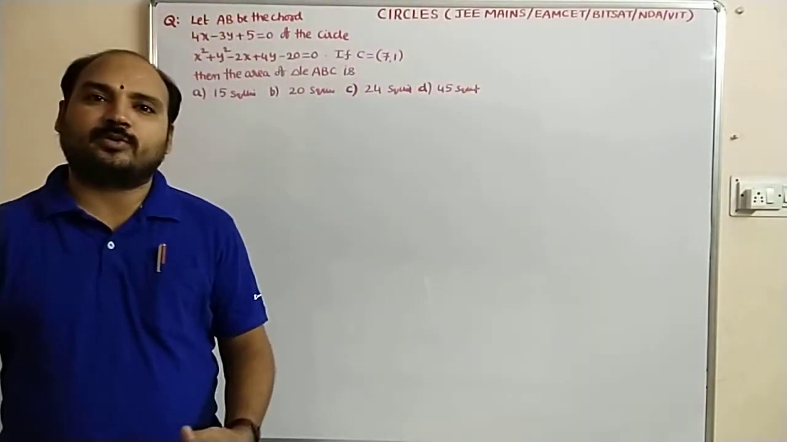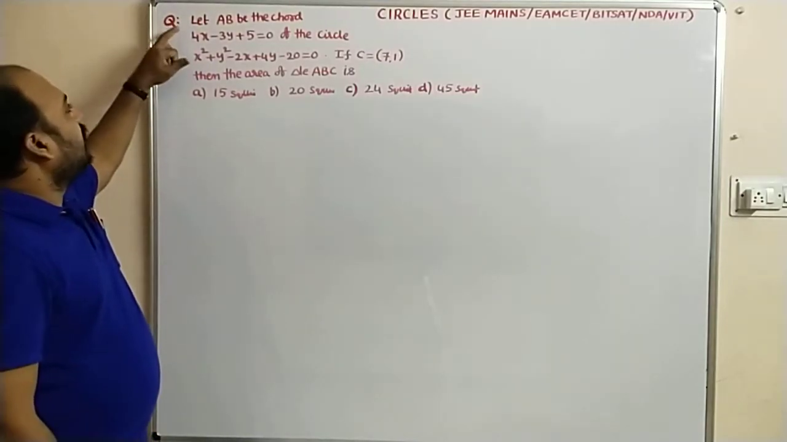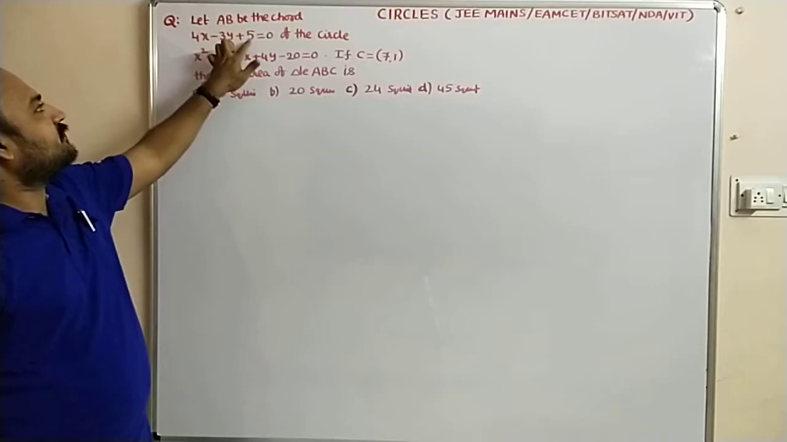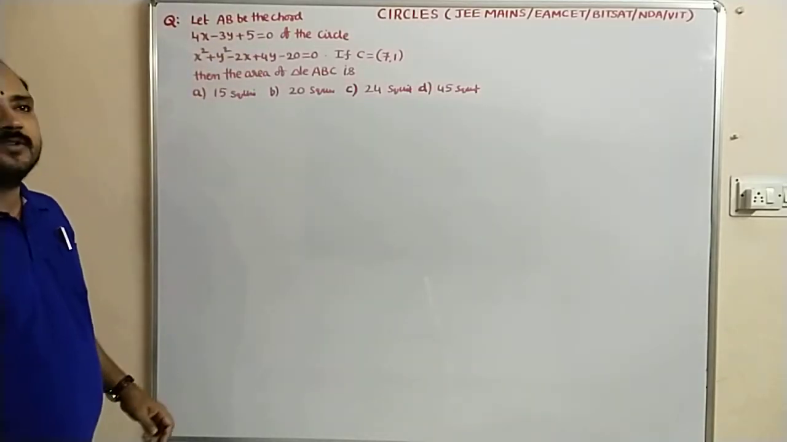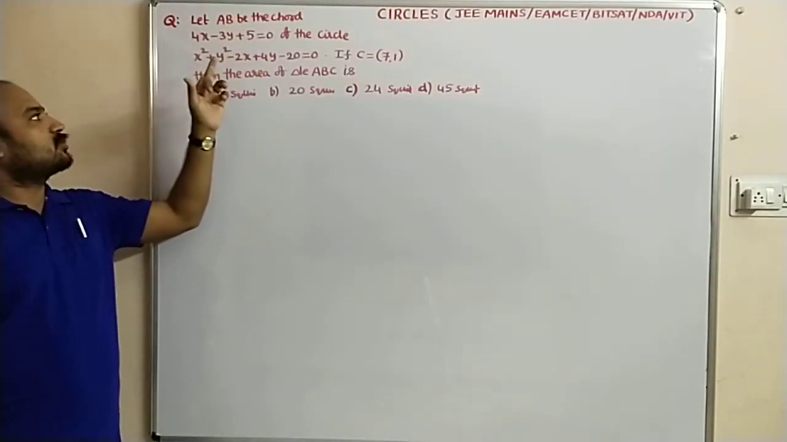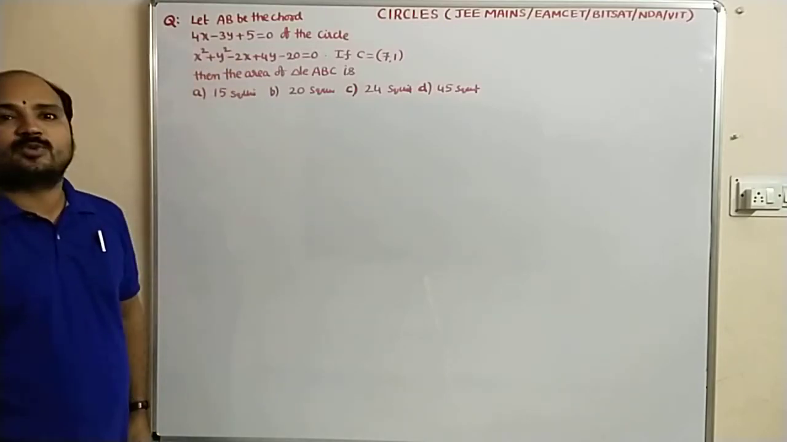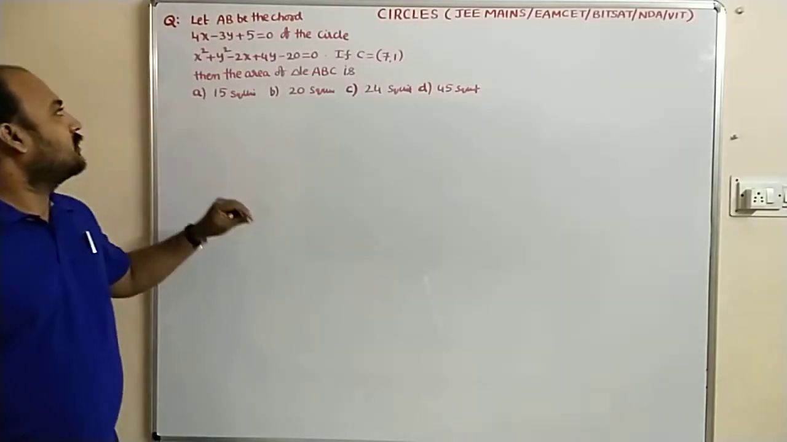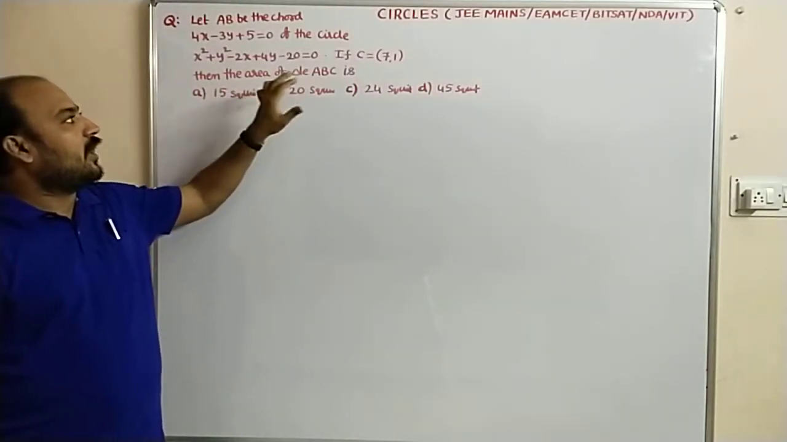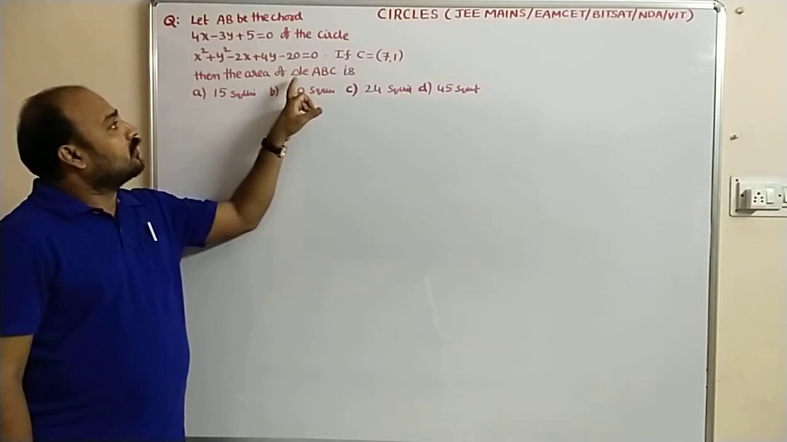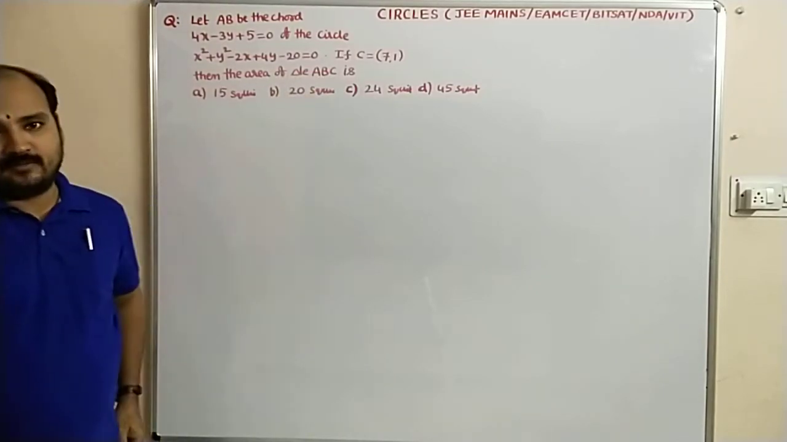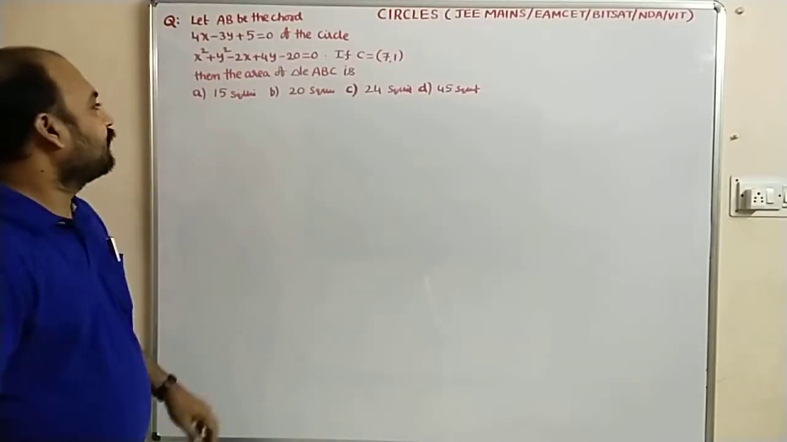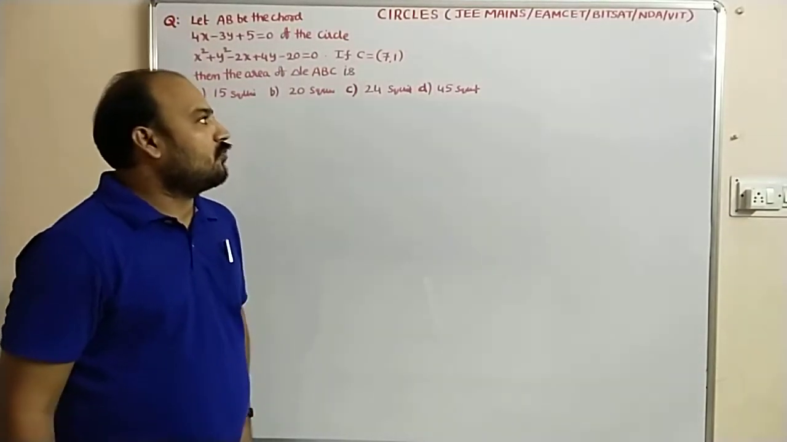Let us take the next question. Let AB be the chord 4x minus 3y plus 5 equal to 0 of the circle x square plus y square minus 2x plus 4y minus 20 equal to 0. If C equal to 7 comma 1, then the area of triangle ABC is 15, 20, 24 and 45.